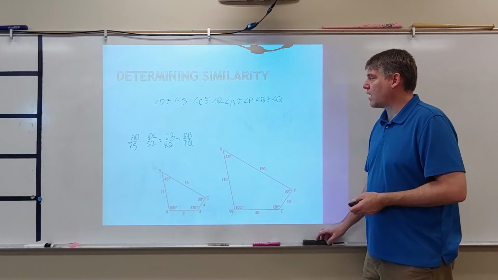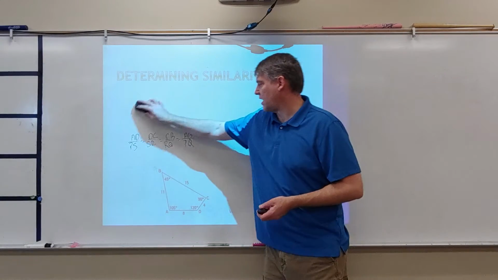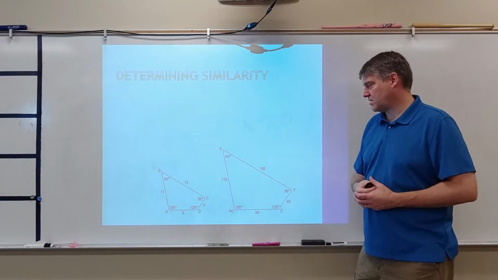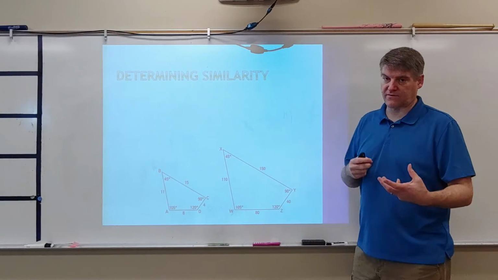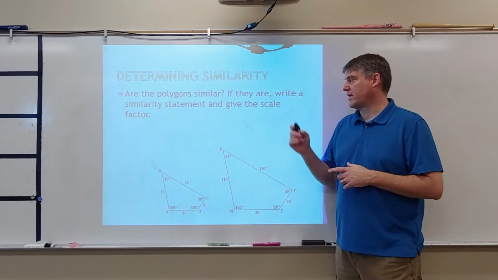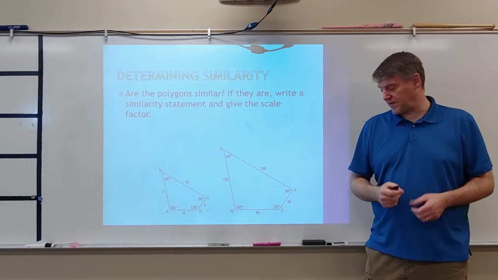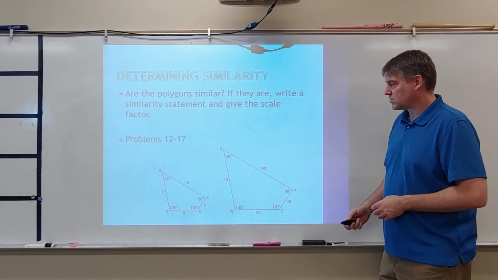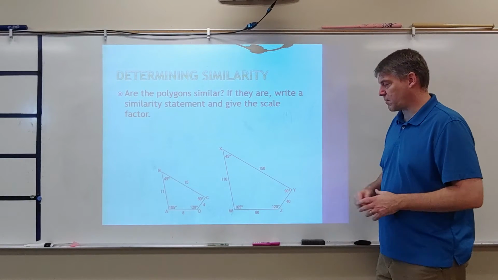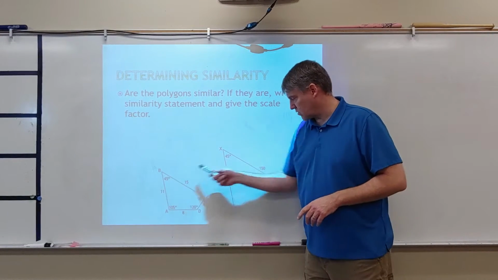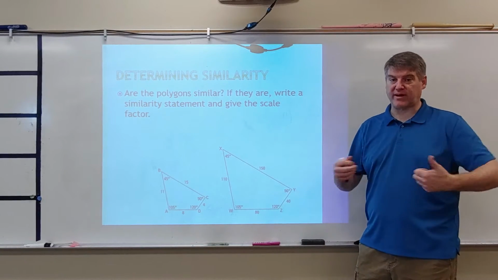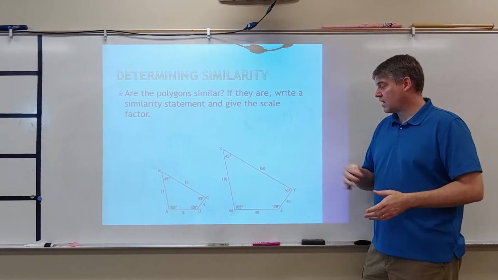All right, determining similarity. Can I tell if these are similar? The first thing is, are the polygons similar? If they are, write a similarity statement and give the scale factor. So the first thing I need to do is check my corresponding angles. So 45, 105, 120, 90. Perfect. So far, so good.